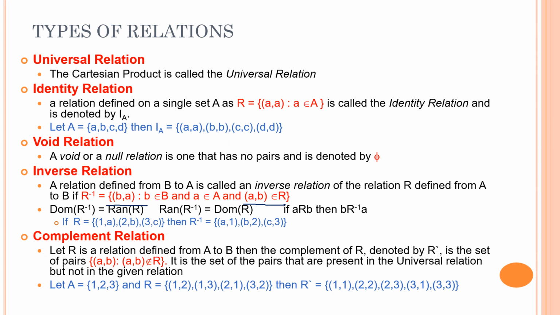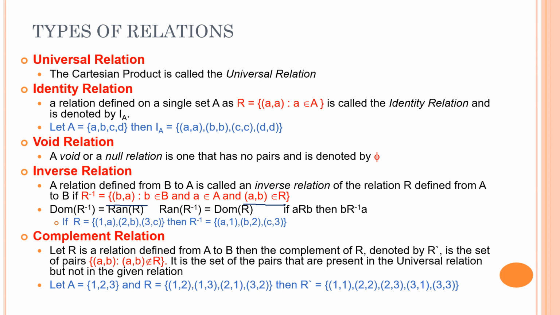So this was a general idea about what are the various relations. Let's take an example. If A is equal to {1, 2, 3}, then obviously what will be the Cartesian product? The Cartesian product is going to have 9 elements: (1,1), (1,2), (1,3), (2,1), (2,2), (2,3), (3,1), (3,2), (3,3). And let us define a relation R as {(1,2), (1,3), (2,1), (3,2)}.